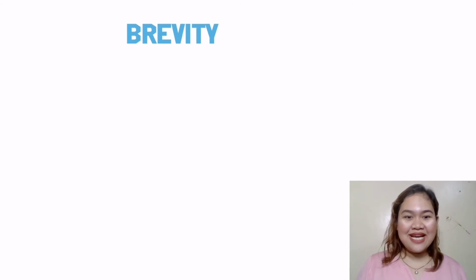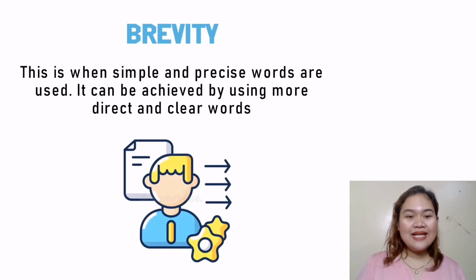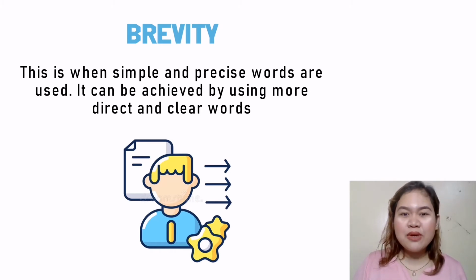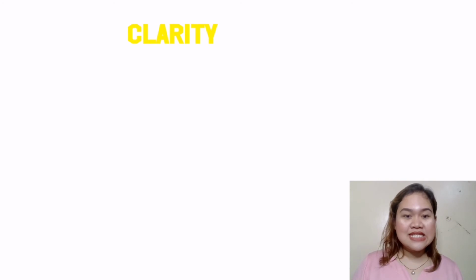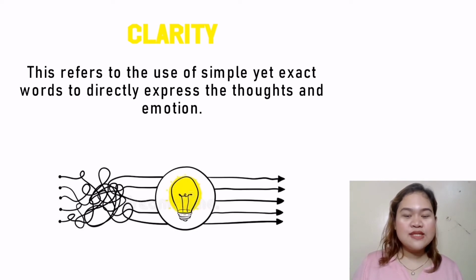The second consideration is brevity. This is when simple and precise words are used. It can be achieved by using more direct and clear words. We should remember to avoid beating around the bush. It is saying more with less words. The third consideration is clarity. This refers to the use of simple, yet exact words to directly express the thoughts and emotions. The message must be successfully delivered to the audience. Through this, communication breakdown like misinterpretation may be avoided by the receivers.